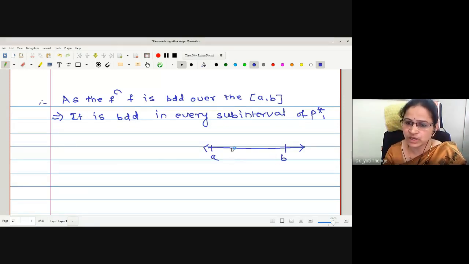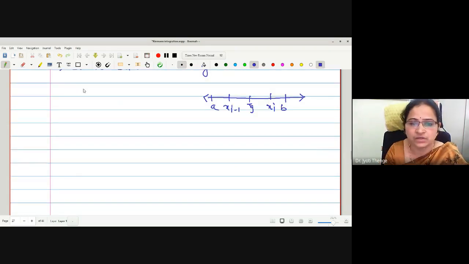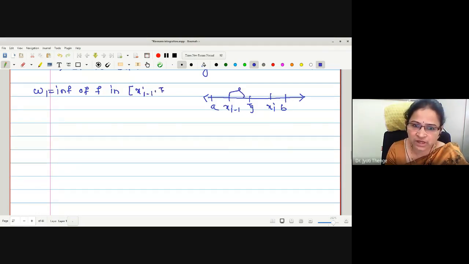Right? A to B. This is xi minus 1, zeta and xi. Okay. Therefore, what I will do? I will use the notation W1 for the infima of F in this interval xi minus 1 to zeta, right? Similarly, I will assume W2 as the infima of F in zeta to xi.